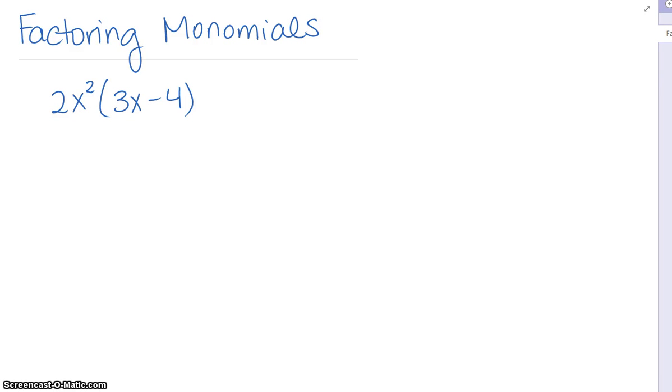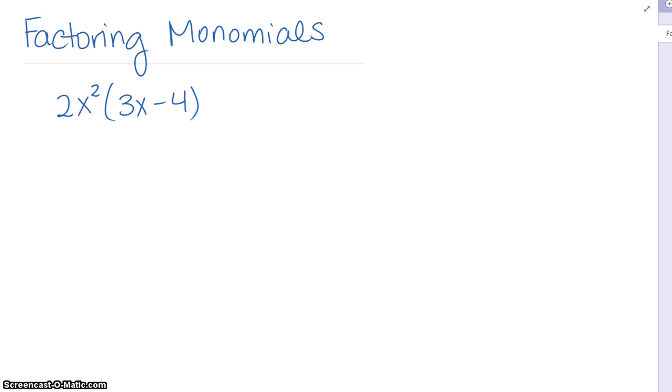So today we're going to look at factoring monomials. First, though, we're going to look at expanding, just so we get the correlation between expanding versus factoring. So this example here is a monomial times a binomial. We know that we now can use distribution to multiply 2x squared by 3x and 2x squared by 4.